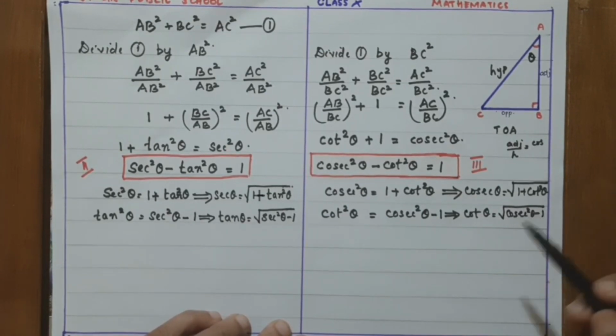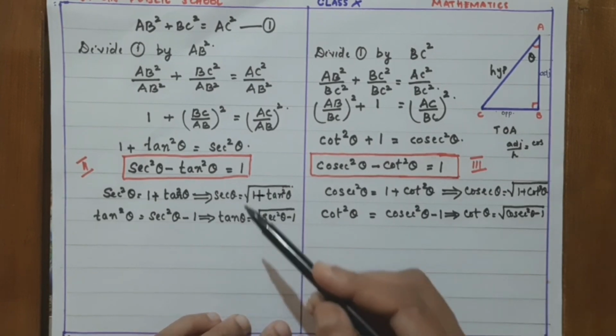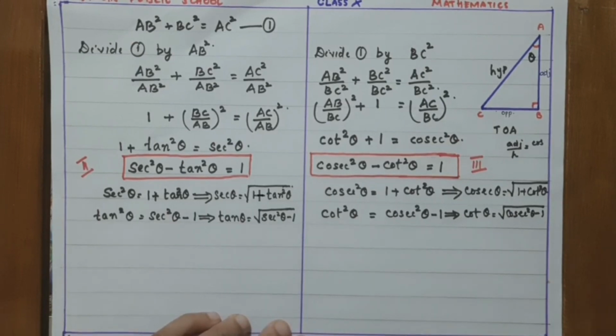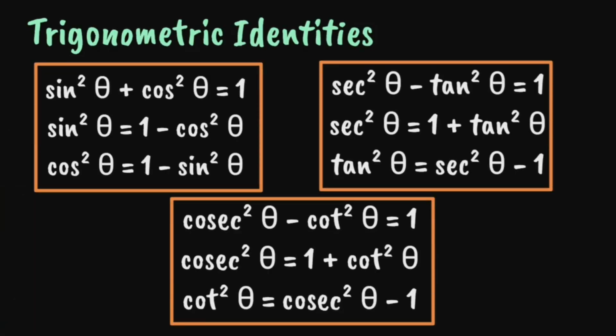Okay, children, now let's move to problems based on these identities. You have to write all these identities and their subdivisions in your notebook inside one column. These are the 3 sets of main identities you have to study. You have to write this in your notebook and learn it by heart.